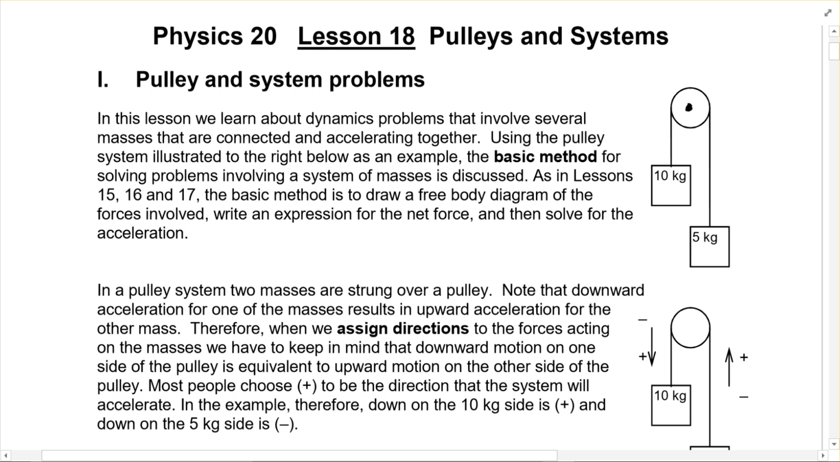And they're going to be this type of thing happening where you've got, let's say, a 10 kilogram mass hanging from one side of a pulley and a 5 kilogram mass hanging from the other. And you can tell that this thing is going to accelerate down this way, right? Because this is heavier.